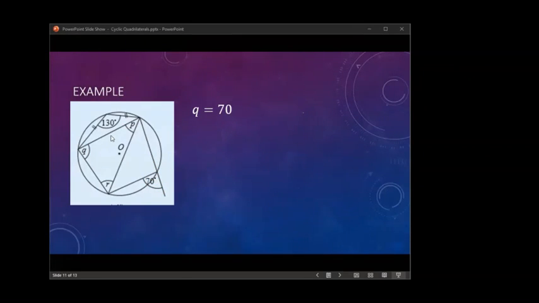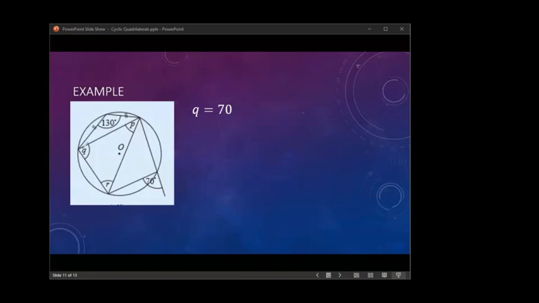So now we have to find P and R. If you consider the next cyclic quadrilateral, this R and 130, I didn't understand that. So okay, I'll repeat the above step, how we got Q is equal to 70.